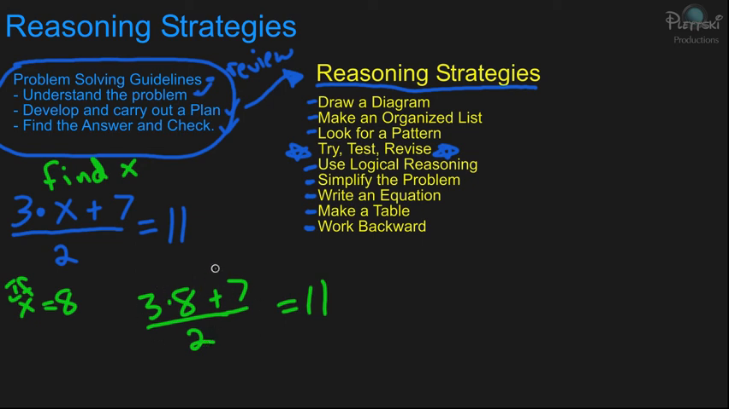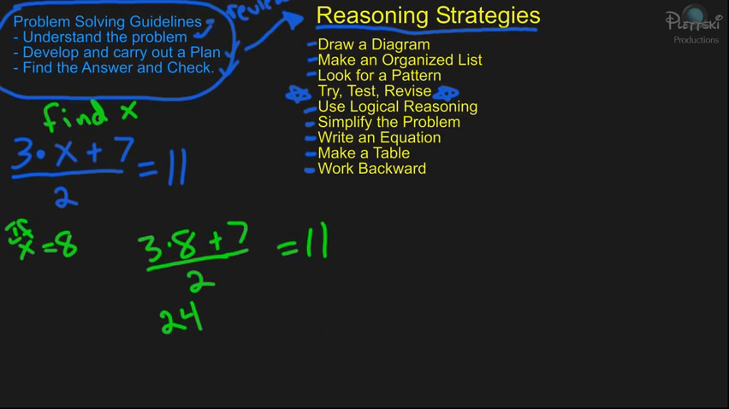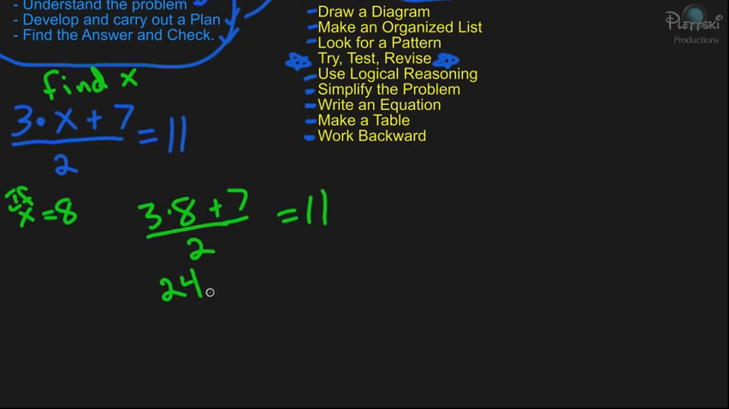Now let's try that. Let's say 3 times 8. Well, what's 3 times 8? Well, it's 24. 2 times 8 would be 16, and then you add another 8 to get 24. So 24 plus 7 over 2 equals 11. And then simplify it further. What's 24 plus 7? Well, that's 31. 31 over 2.